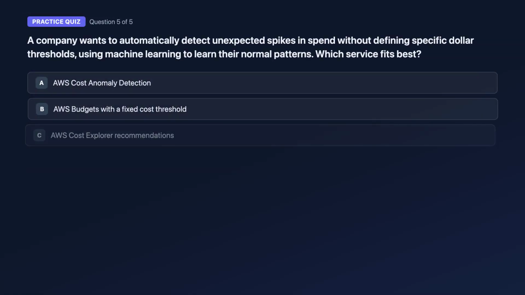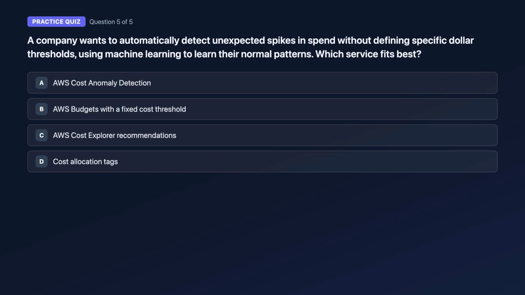Last one. Question 5. A company wants to automatically detect unexpected spikes in spend without defining specific dollar thresholds, using machine learning to learn their normal patterns. Which service fits best? Is it A, Amazon Web Services Cost Anomaly Detection, B, Amazon Web Services budgets with a fixed cost threshold, C, Cost Explorer recommendations, or D, cost allocation tags? Run the decision rule from earlier before you answer.